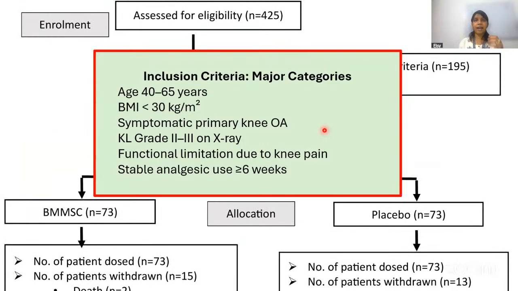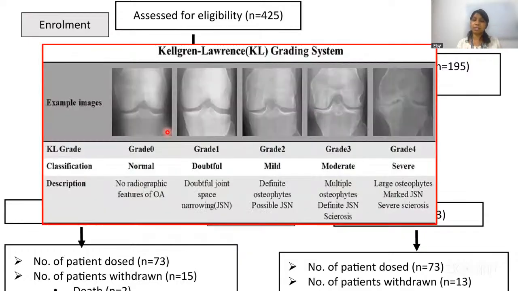So they had a huge inclusion criteria, just putting forth a few primary things. They did focus on early grade OA, grade 2 as well as grade 3, which is patients who did show functional limitations, even after using analgesics for 6 weeks. So that was the grade that they focused on, grade 2 and grade 3.